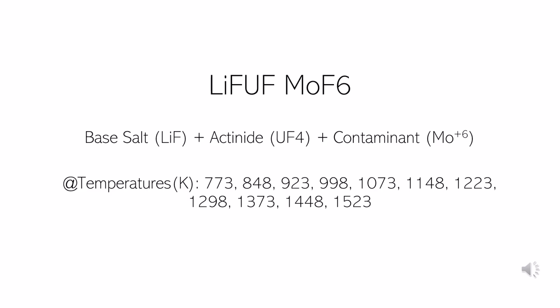So now that you have seen the steps that we use to determine heat capacity, let's walk through a specific example to see how it is applied in practice. In this case, we studied a molten salt fuel containing 1 molybdenum atom, which is a contaminant that can leach into the salt from the reactor chamber walls. We studied this salt at 11 different temperatures in the 773 Kelvin to the 1523 Kelvin range.